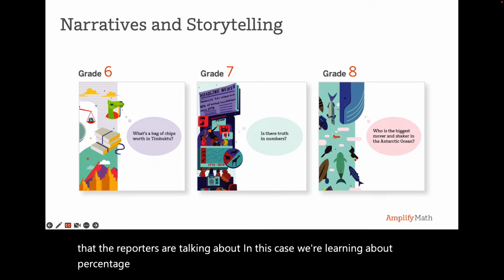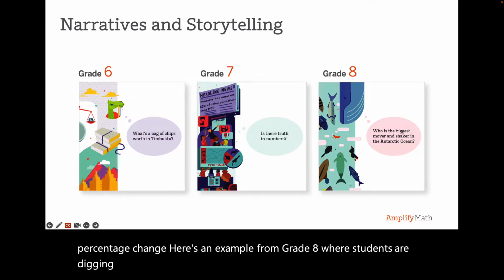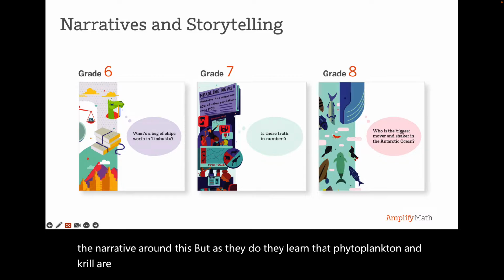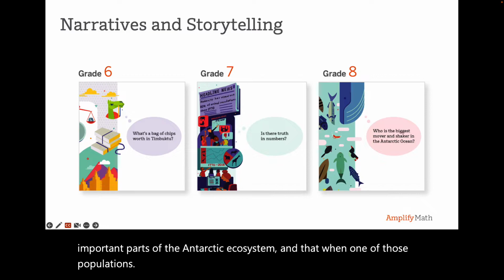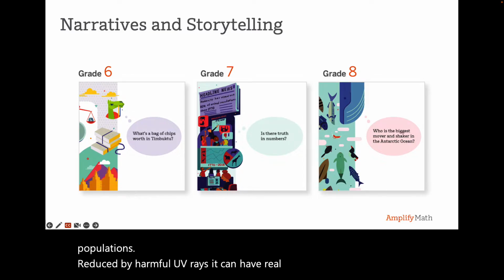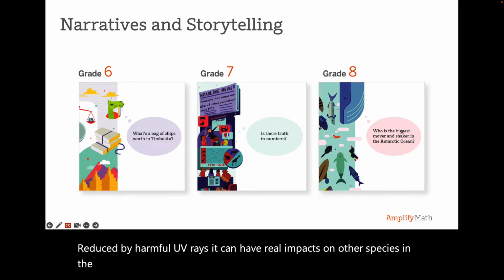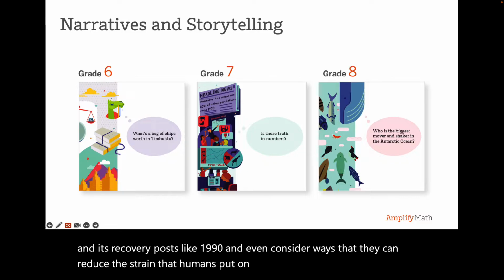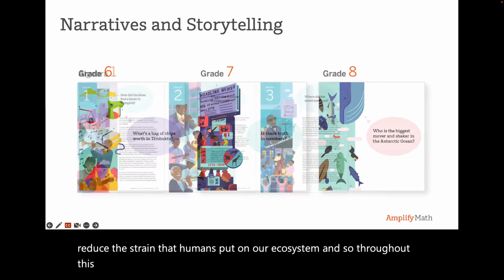Here's an example from grade 8 where students are digging into data related to the ozone layer and skin cancer rates. That's the narrative around this, but as they do, they learn that phytoplankton and krill are important parts of the Antarctic ecosystem, and that when one of those populations is reduced by harmful UV rays, it can have real impacts on other species in the ecosystem. And eventually they return to the topic of the ozone layer and its recovery post 1990, and even consider ways that they can reduce the strain that humans put on our ecosystem. And so throughout this, they're doing all this math along the way.